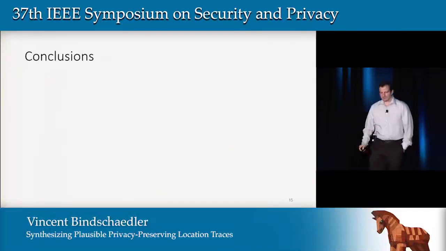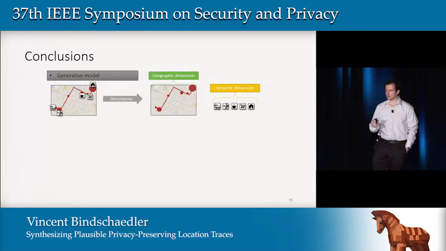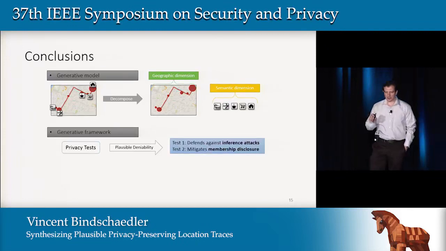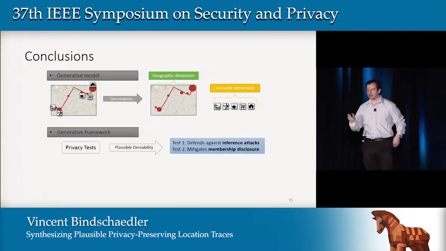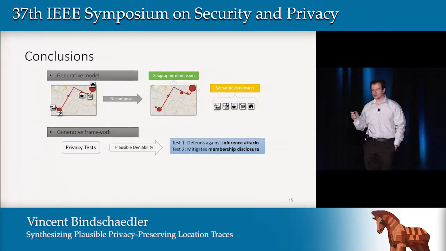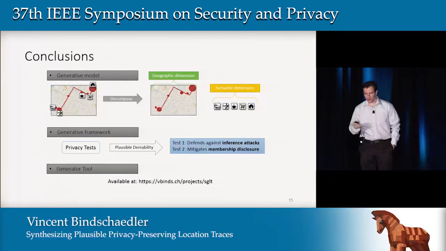So to sum up, what we have done is propose a generative model which works by decomposing mobility into its geographic dimension and its semantic dimension. Based on this generative model, we have proposed a generative framework which ensures privacy using privacy tests, and in particular, it uses this notion of plausible deniability. And finally, I just want to mention that we have open sourced our generator tool, which you can find at this address or from my website.